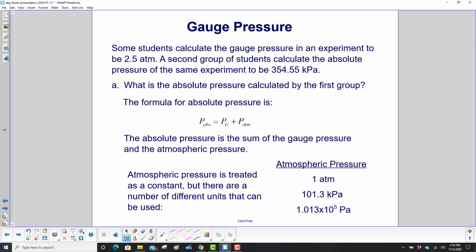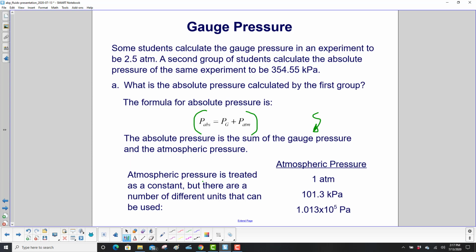What is the absolute pressure calculated by the first group? The formula for absolute pressure is equal to gauge pressure plus the atmospheric pressure. So the absolute pressure is the sum of the gauge pressure and the atmospheric pressure.